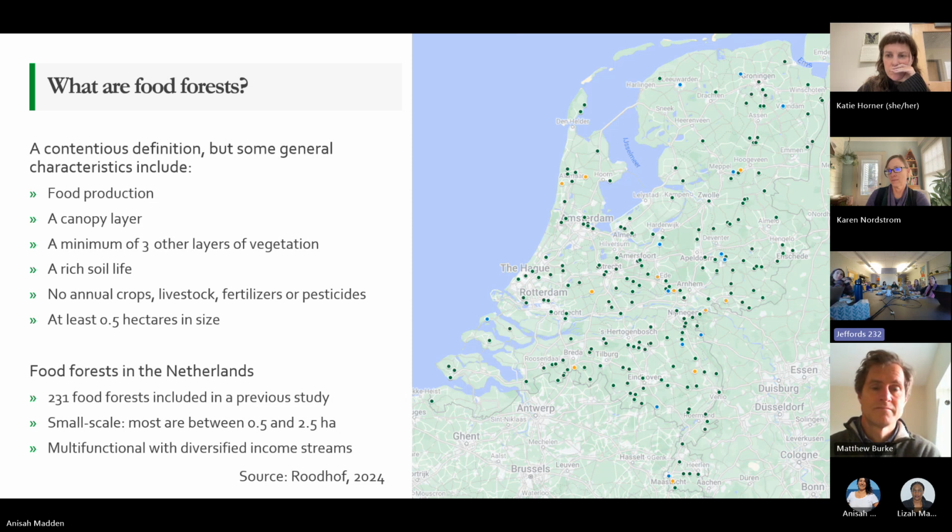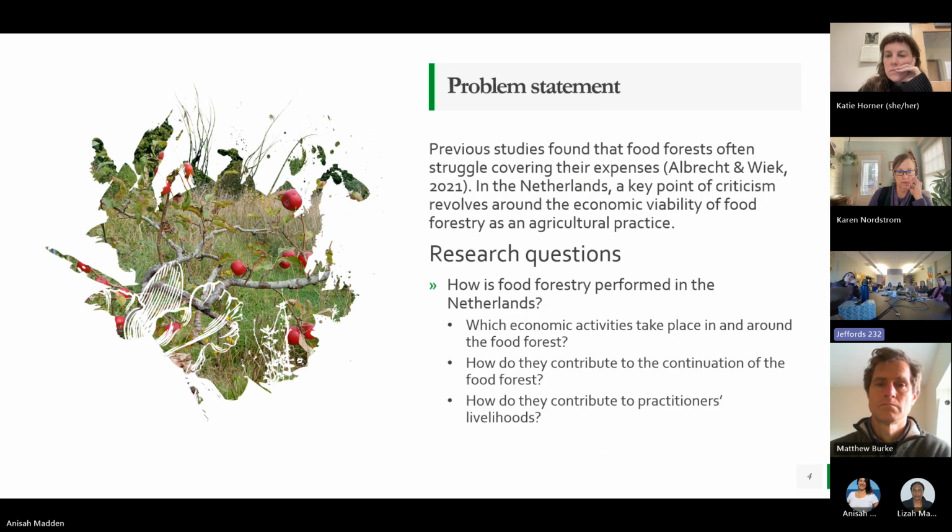What they have in common is that they're all quite multifunctional and mostly have diversified income streams. I was able to explore that through this study, and the more in-depth extension of it is the fieldwork that I'm going to present today. So this is a very basic introduction of food forestry in the Netherlands. Next slide.